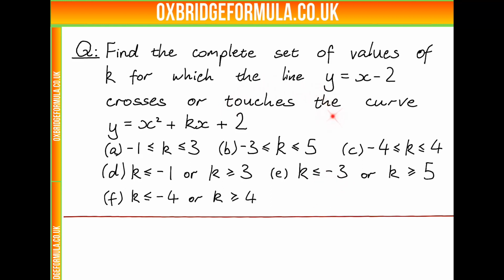Okay, well let's start by thinking what we mean when we say that this line crosses or touches this curve. Indeed, this curve is a quadratic expression and the line is a linear expression. So if the line crosses the curve, then that means we'll have 2 points of intersection, and if it just touches it, then we'll only have 1 point of intersection.